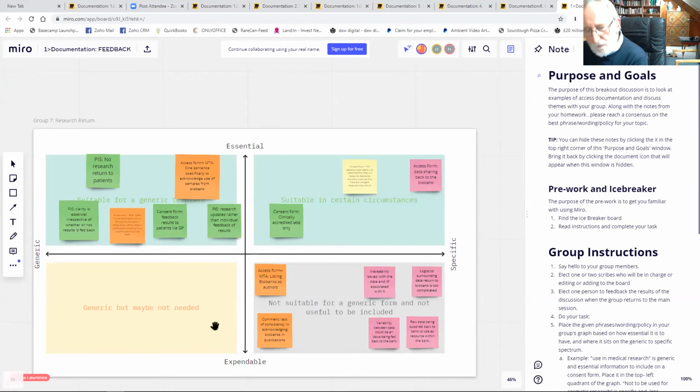Now, this is quite a hot topic within the REC because it's very common for somebody to sign up to a research project and never hear anything more about it ever again. And it is a common source of complaint. And I think, therefore, having some return of results is actually a very positive feature.